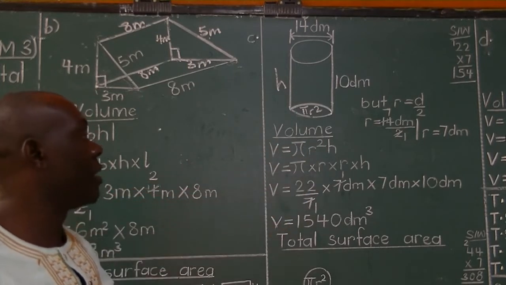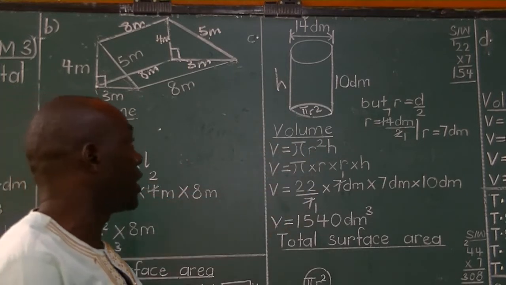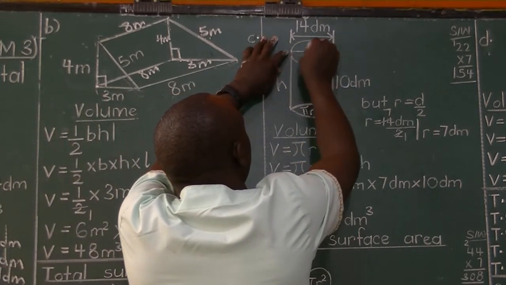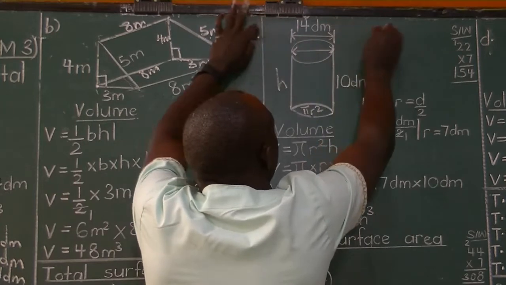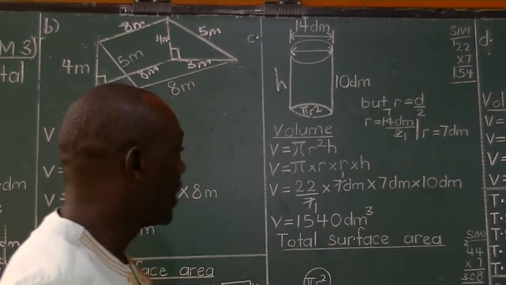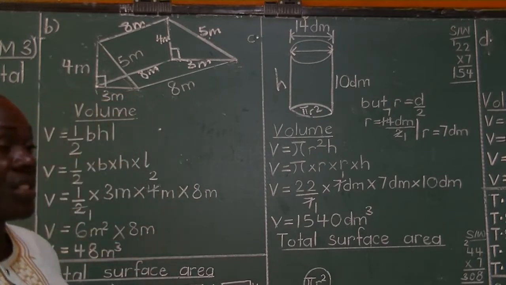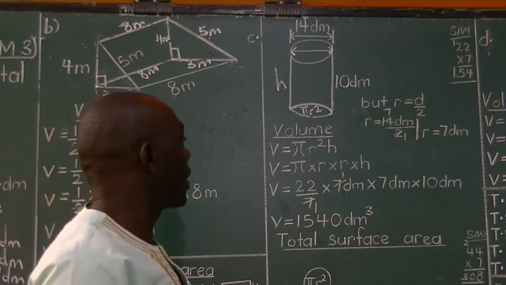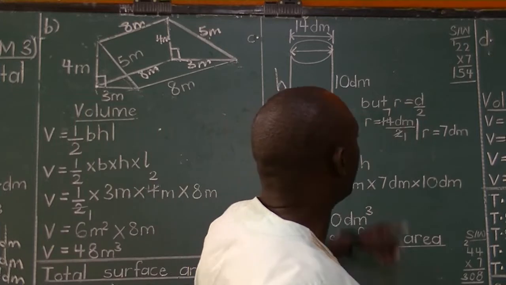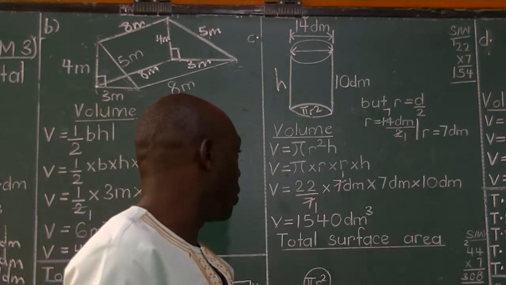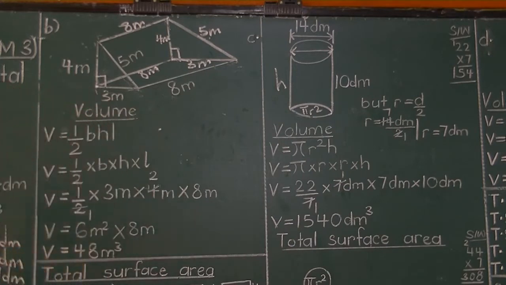Remember, r means radius. Let's see whether I have got the radius. So the distance from here up to here is never called radius. This one is showing diameter, and there is no provision for radius here because we said base area times height. So that's why we say my radius equals diameter divided by 2. Radius equals 14 decimeters divided by 2. So radius equals 7 decimeters.